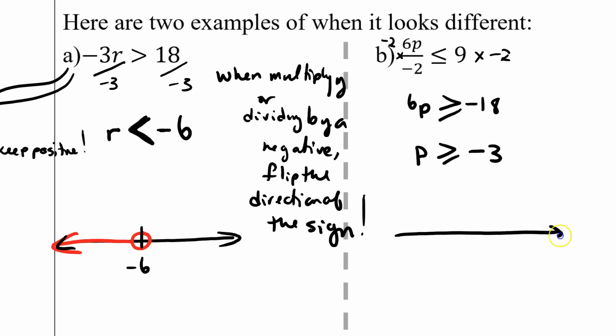So I'm going to plot my number line here. My important point here is -3. I'm going to use a solid dot. I'm going to say p is greater than or equal to -3, so my solution lies this way.